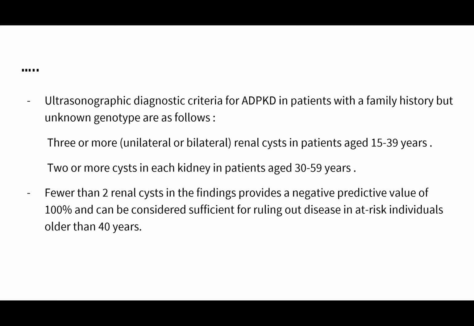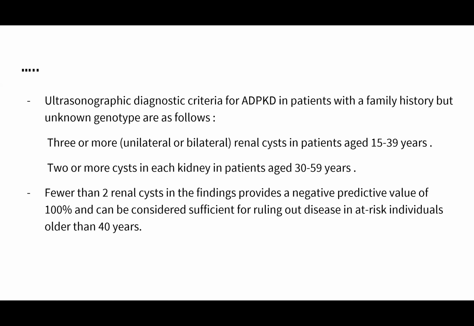So that's very important. There is an at-risk patient and he is already 40 years. He did not develop 2 or more cysts. It is less than 2. He has got 1 cyst. It rules out the diagnosis. He is not a candidate for developing adult polycystic kidney disease.